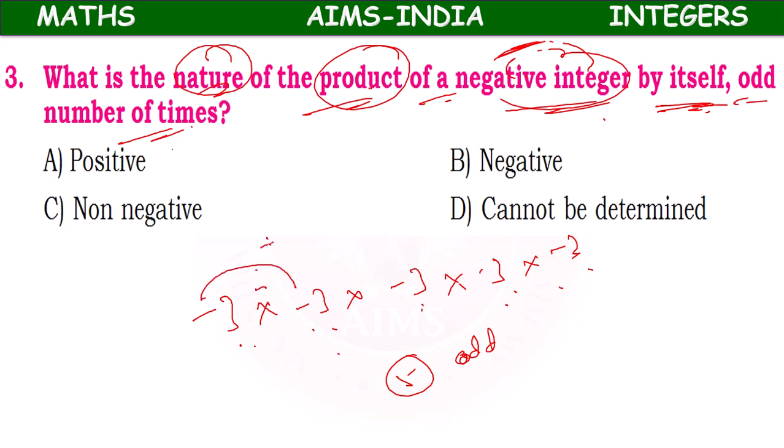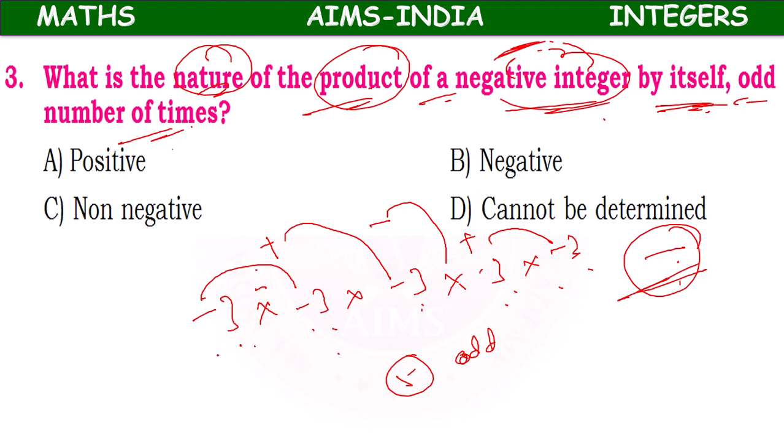Minus into minus, plus. Plus into minus, minus. Ultimately, we will get a negative integer. So, if a negative integer is multiplied an odd number of times, we will get a negative integer only. So the answer is option B, negative integer.